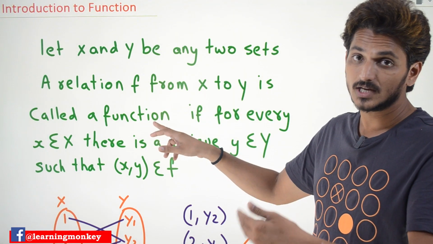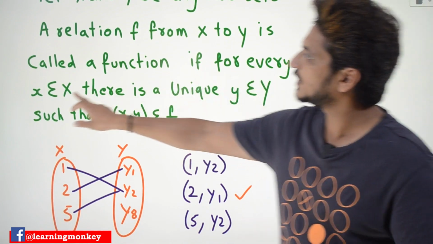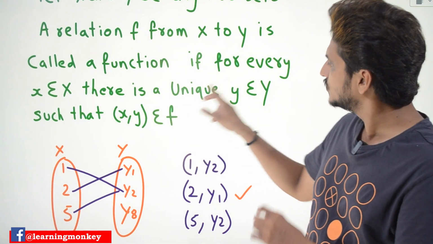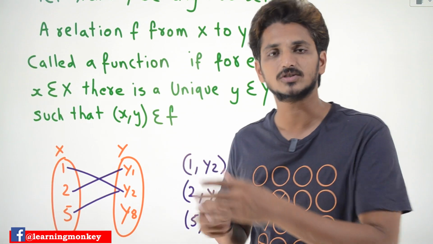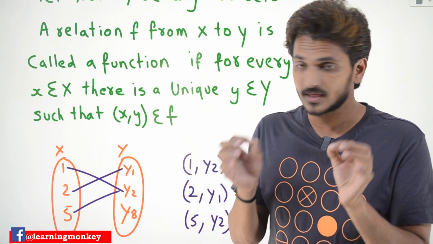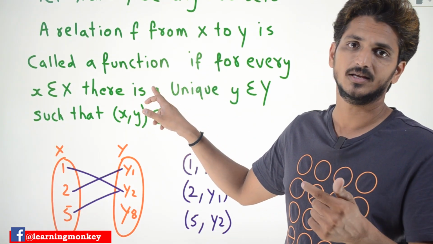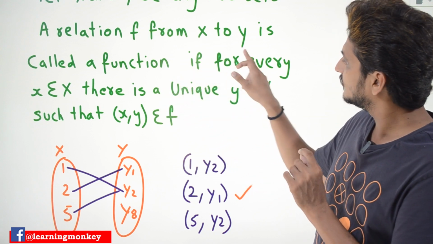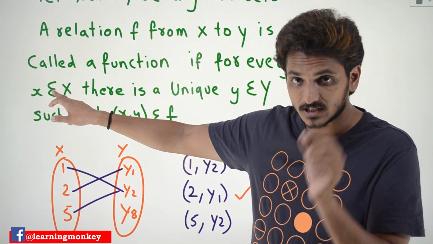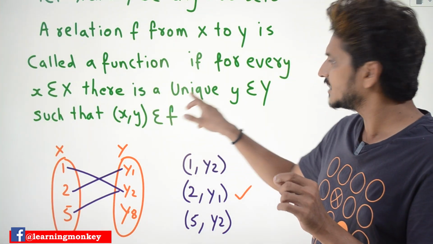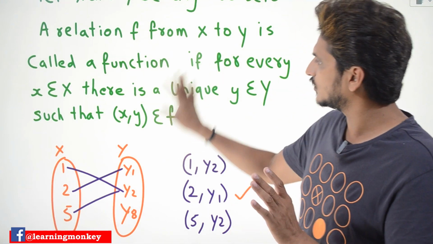When we say it is a function, it has to satisfy this condition: if for every x belonging to X, there is a unique y belonging to Y. If it satisfies this condition, then we say it is a function. Remember this properly. You are going to understand this condition with an example very easily. Just remember these two points: for every x belongs to X, there is a unique y belongs to Y. With an example, we are going to understand this.